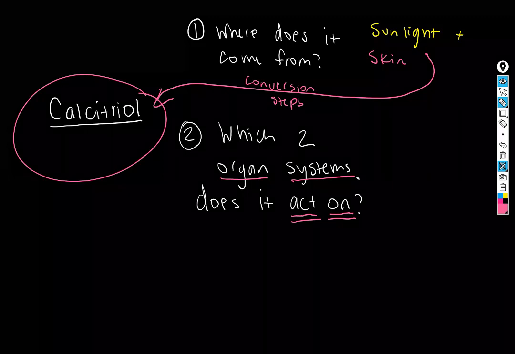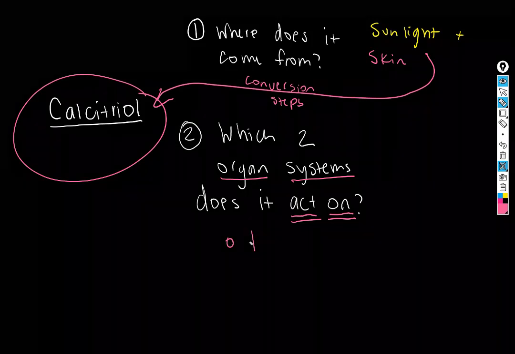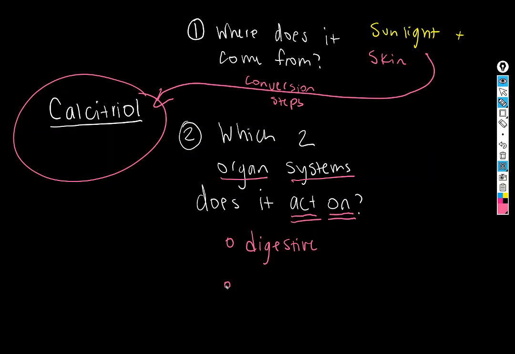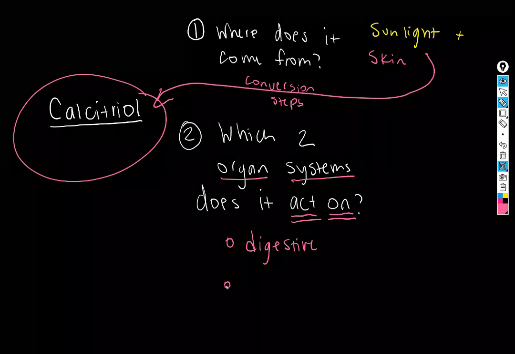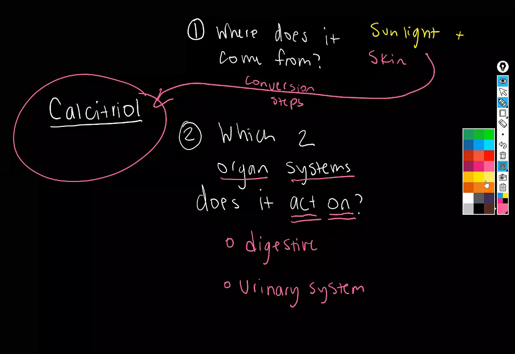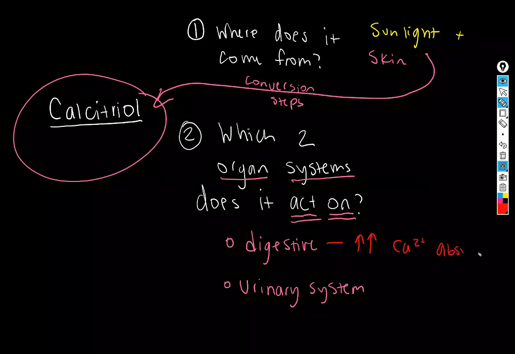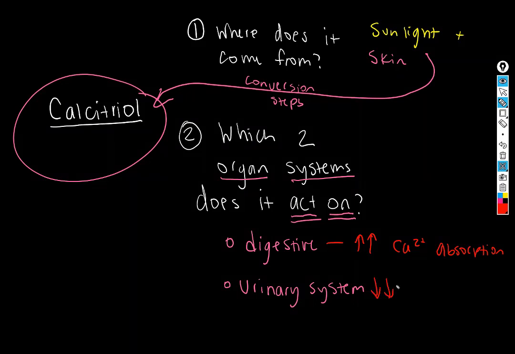Doesn't it affect the digestive tract? It does. That's one of them. So let's write that down. Very good. And there's another one, and I'll give you a hint. It's another one of the ones that you just learned. Urinary system. Yes, the urinary system. Perfect. So in the digestive tract, it increases calcium absorption, and in the urinary system, it acts on the renal tubule to decrease calcium loss in the urine.